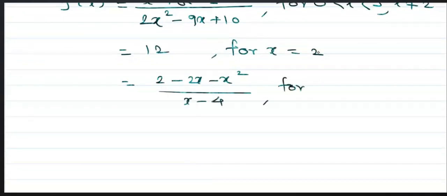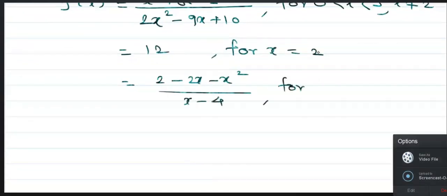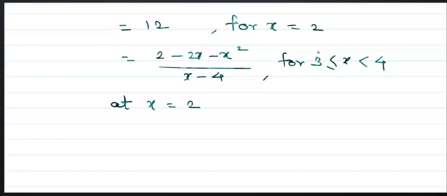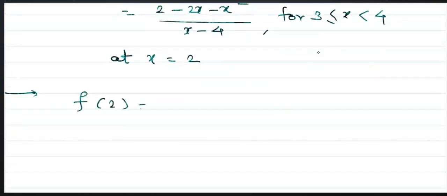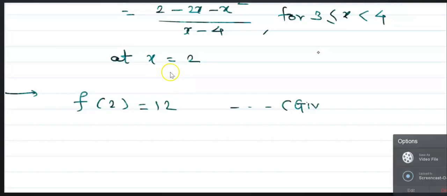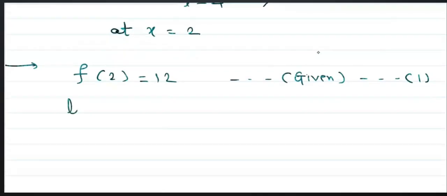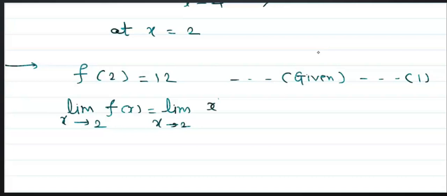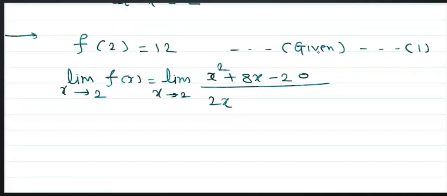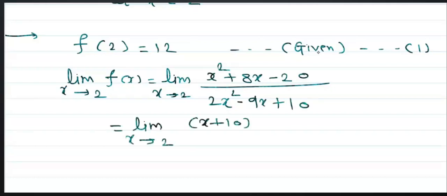And next is 2 minus 2x minus x square upon x minus 4 for x lies between 3 and 4 and equal to 3. Discuss the continuity at x equals 2. Now f of 2 is equal to 12. It is given. That is number 1. Now limit x tends to 2 of f of x, limit x tends to 2 of x square plus 8x minus 20 upon 2x square minus 9x plus 10.